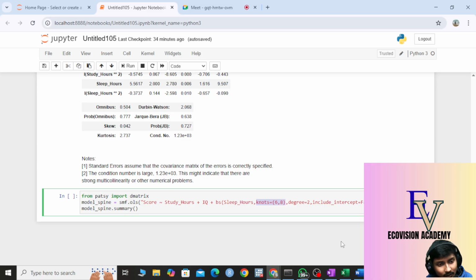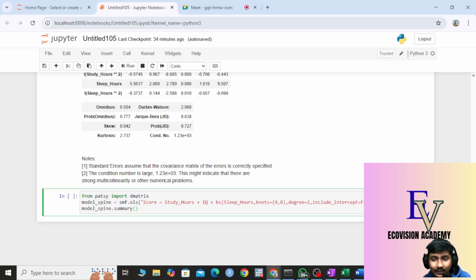Why 6 to 8 hours? Because this is the most prominent time we should sleep for, 8 hours or 7 hours or 6 hours. So I have given Python an interval, 6 to 8 hours. And what does degree mean? Degree equals 2 means I am not fitting a linear regression. I am fitting a quadratic regression. Degree 2 means sleep hours square. And include intercept equals false.